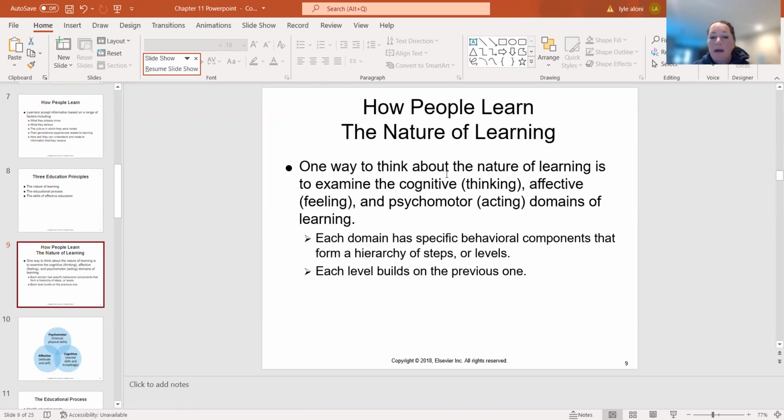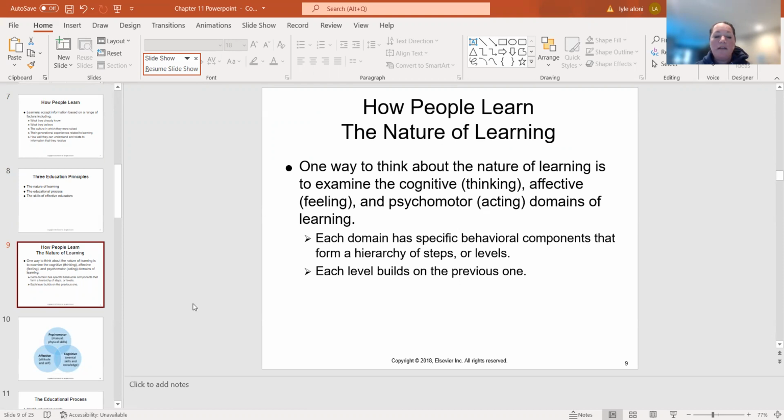So one way we think about how people learn is called the nature of learning. And this I would like you to know very well. There are three different types: cognitive, affective, and psychomotor. There are three different domains of learning. And each domain has a hierarchy and builds on the previous one.